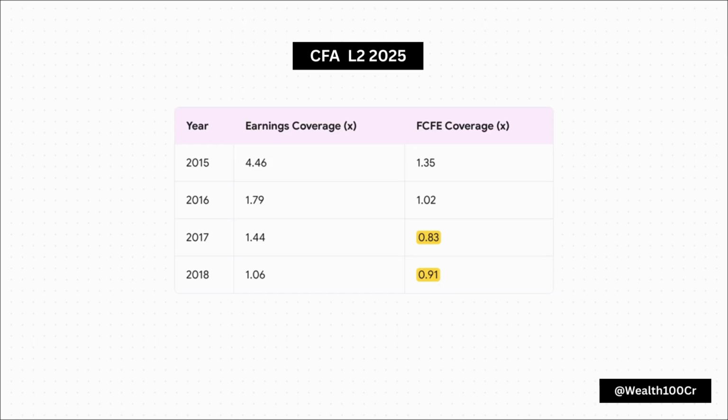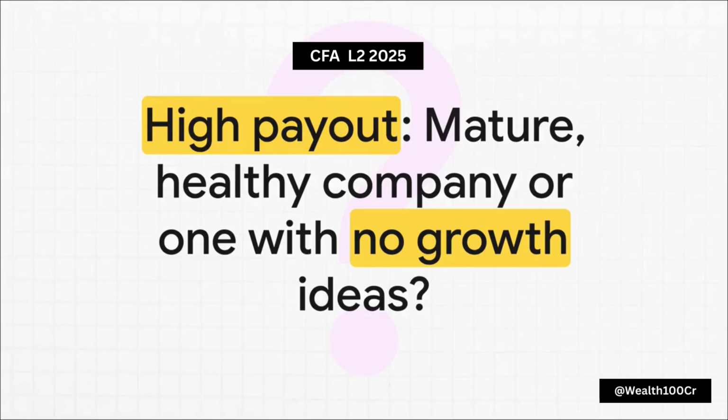That is a massive red flag. It means the company is paying out more cash than it's generating from its operations. That is fundamentally unsustainable and a huge warning sign that a dividend cut could be coming. And this brings us right to the central question that you have to answer as an analyst.